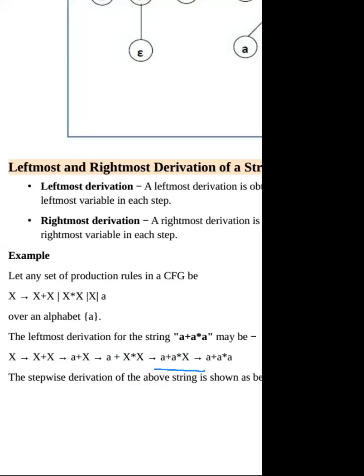Lastly, again at this point there is no question of left or right, because there is only one non-terminal, only one x is there. Now how to replace this? Because we have a production x implies a, replace this x by a. You got a plus a into a. So the last x is replaced by a, and finally we got a plus a into a.